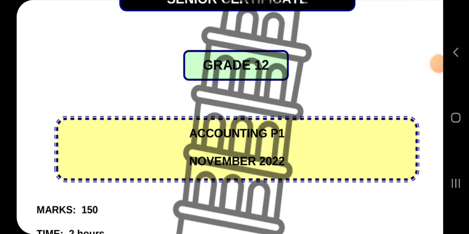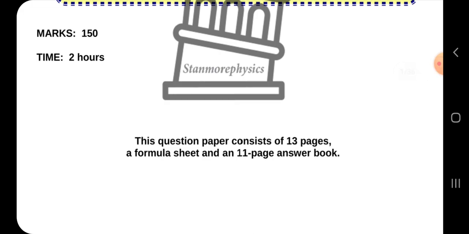So in today's video we will be doing income statement and balance sheet. This is part of Paper 1, and this is a question from the November 2022 exam, which was written by the matriculants of the year 2022. It is 150 marks for 2 hours. This question paper was downloaded from the Stanmore website.